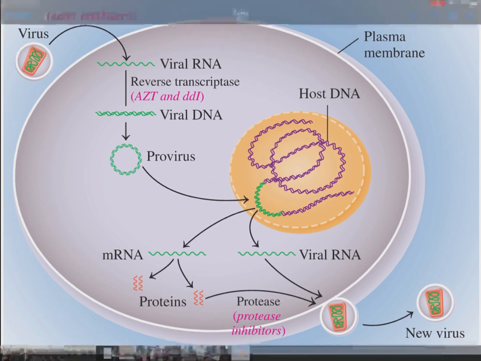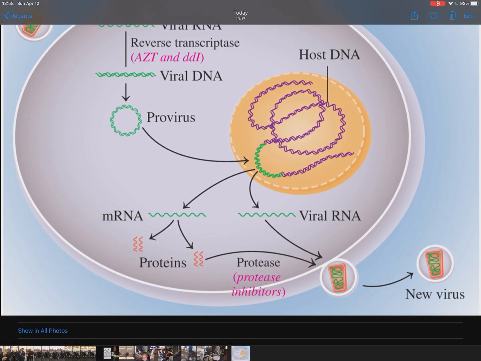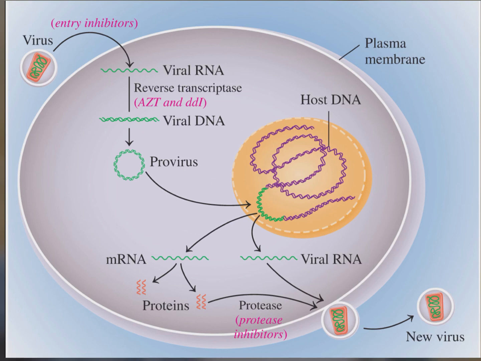It enters. Oops, I can't draw on this one. My bad. It enters. So one of the things we can do is try to block its entry. So whatever molecule it recognizes on the cell, we can try to inhibit that. We can try to blow up their little molecule that's going to try to touch ours. We can try to go and inhibit that with inhibitors or things that'll bind to it. Try to block it.